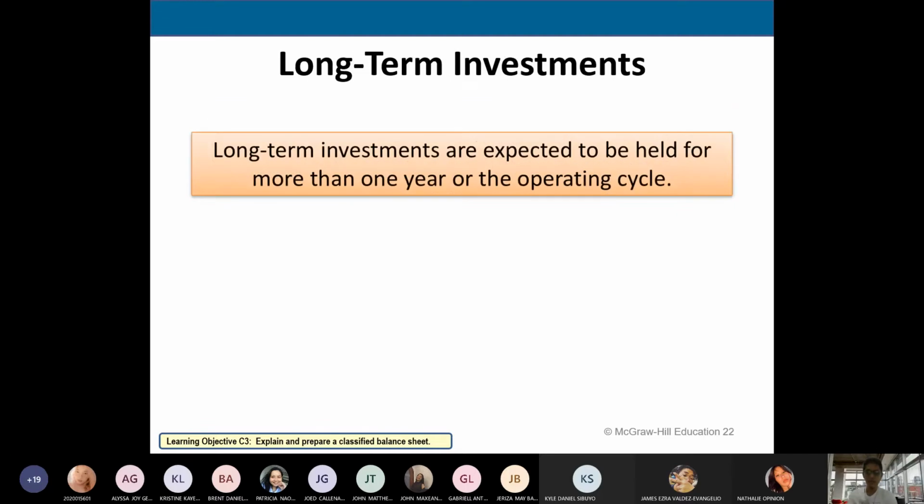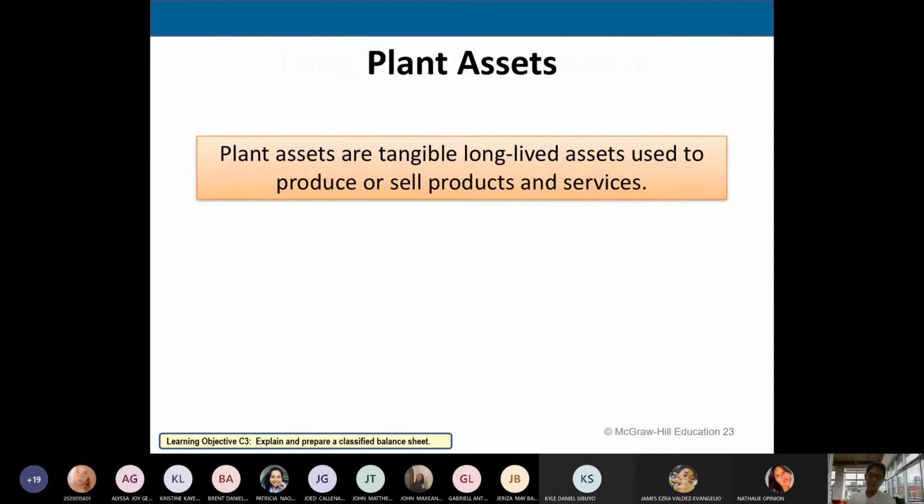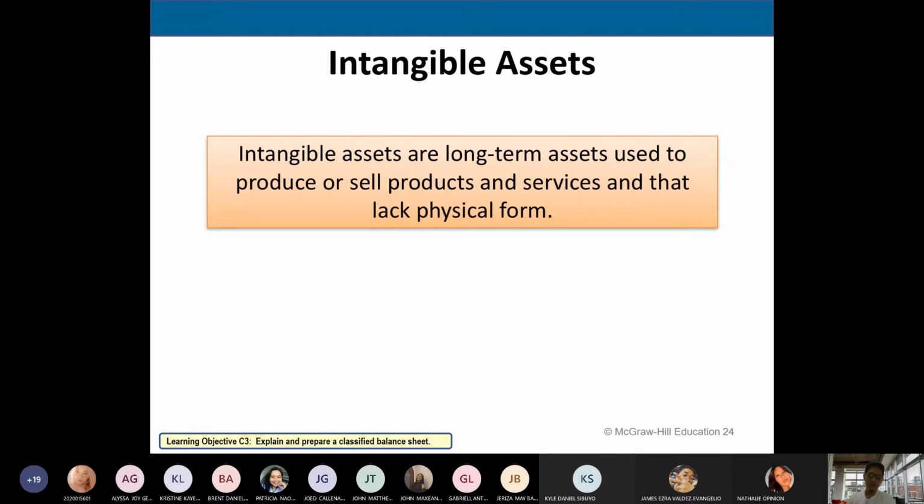Long-term investments are expected to be held for more than 1 year. Pag more than 1 year na, ang classification natin dun would be non-current assets. Okay? Non-current assets. Plant assets, those are the PPE items. Most of the time, they are classified as non-current assets. No? Kasi magagamit natin tong assets na to for a period of more than 1 year. Intangible assets also are long-term assets. No?